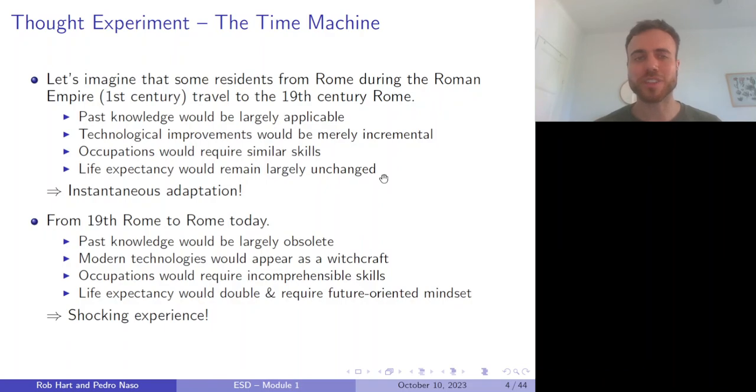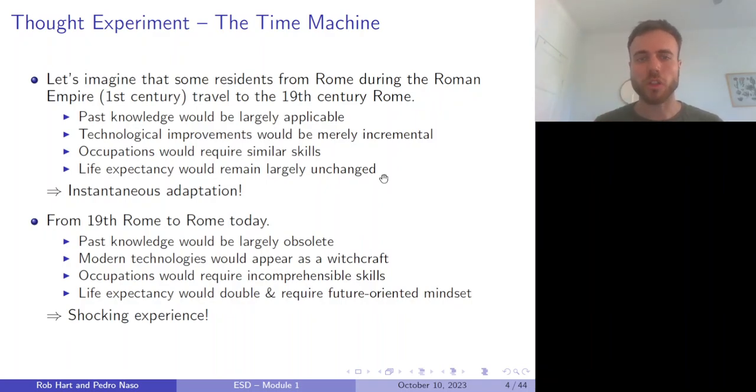And then we observe that this would be a shocking experience for this person. Why? Because her knowledge would be largely obsolete. So she would be confronted with GPS, computers, electricity, cars, airplanes, things that to her would appear to be witchcraft. Her occupation would require very different skills from the occupation that she had in 19th century Rome. So most people wouldn't be working on farms. Most people would be using computers, would be using electronic devices. She wouldn't know how to use them.